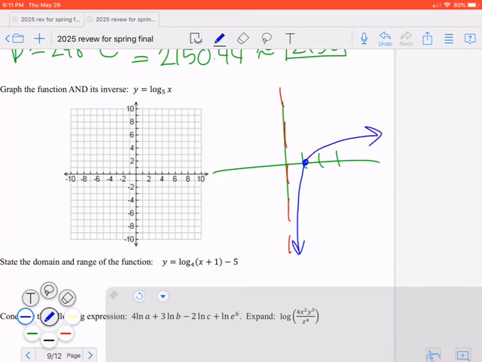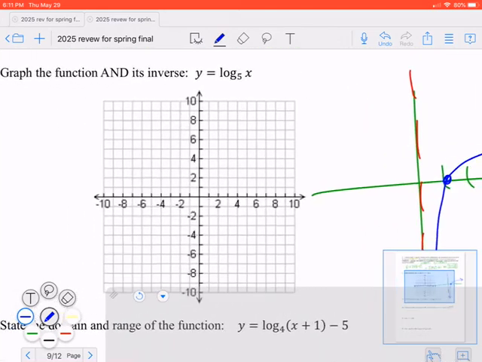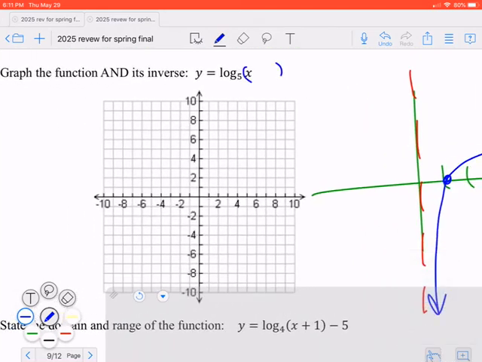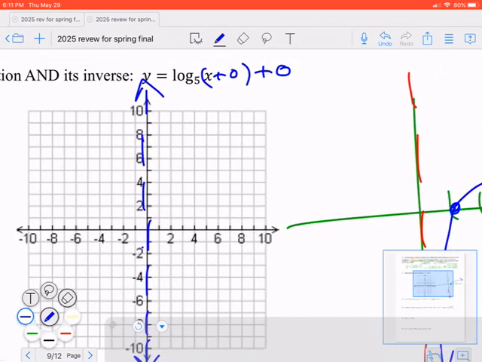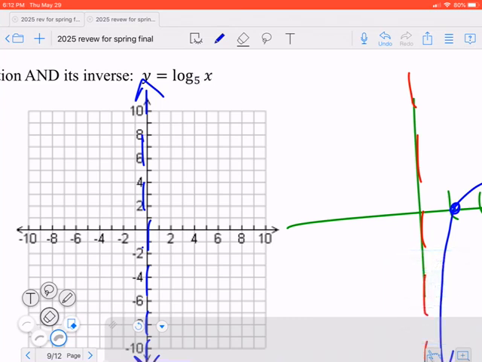That's all logarithms. So for this particular one, there's no number being added or subtracted in the argument, and there's no number out here, so it's not going up or down or left or right. So that means our asymptote is through the 0. And then to get my numbers, I'm going to erase that. We've got to use our calculator to plug in x values.